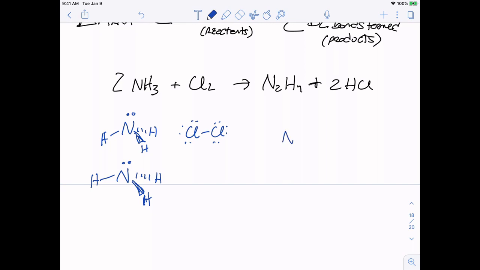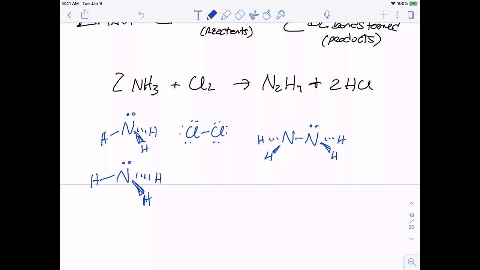N2H4. We haven't drawn a lot where I have 2 central atoms, but we do know that I can't have more than 2 electrons on hydrogen. Remember, a single bond is 2 electrons, so I can never have more than 1 bond on hydrogen. So hydrogen can't go in the middle, which means the two nitrogens must be bonded to each other.